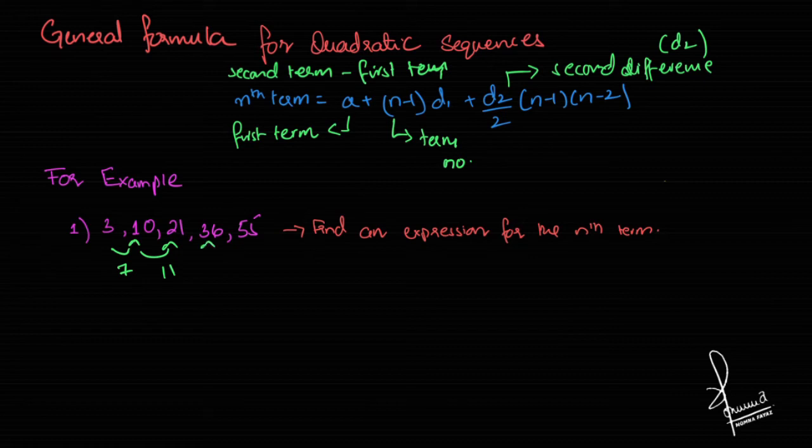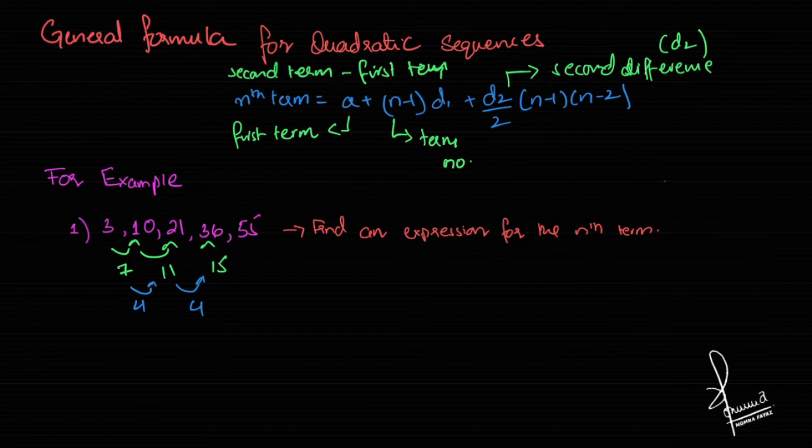अब 36 minus 21 is going to be 15. ठीक है. अब मैं second difference निकालती हूँ because it's not an arithmetic sequence. Let's try to see if this is a quadratic sequence or not. 11 minus 7 is 4. 15 minus 11 is also 4. So d2 over here is constant. That means this is a quadratic sequence.